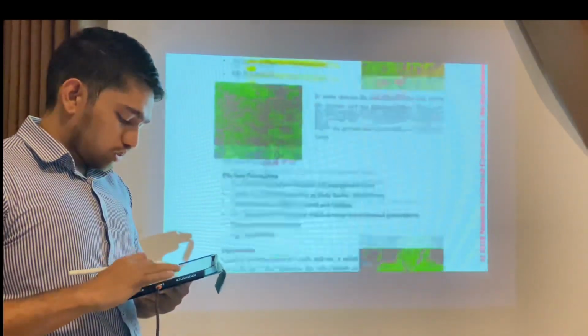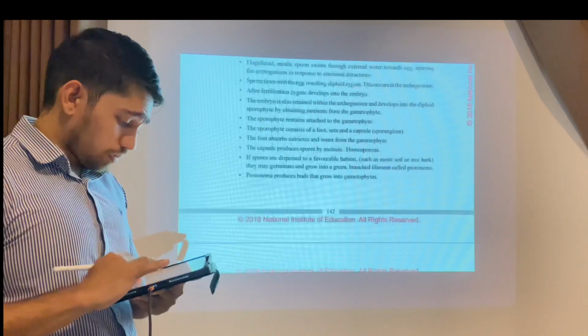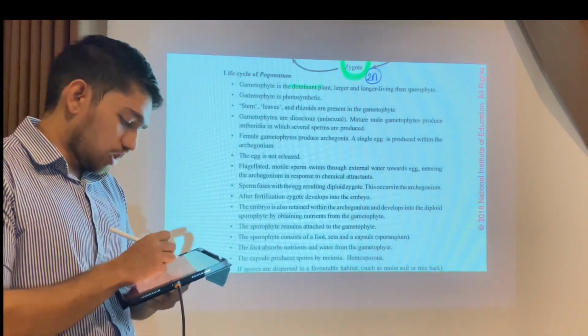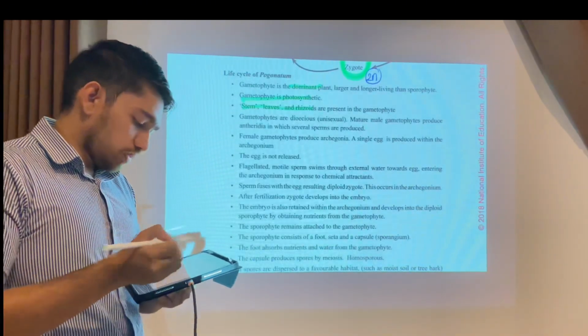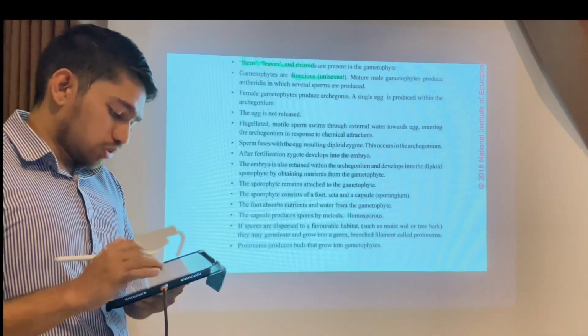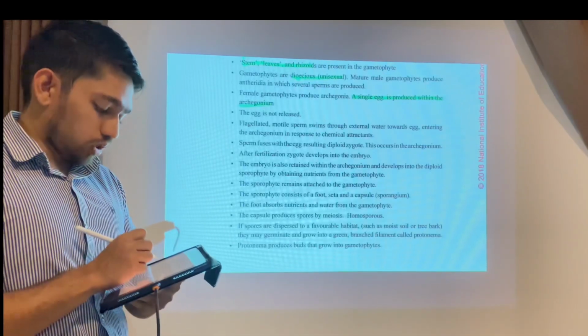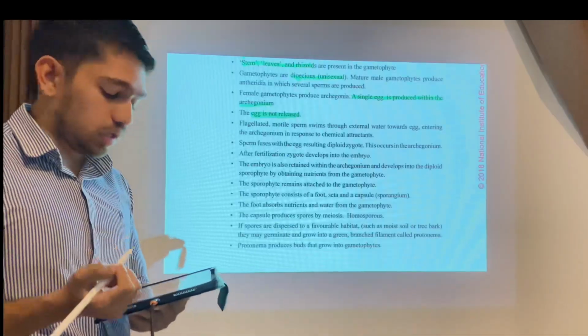Then we can move on to the description in your plant form under Pogonatum. So it's usually the same thing. Gametophyte is dominant, gametophyte is photosynthetic, with stems, leaves, and rhizoids on the gametophyte. Gametophyte is dioecious or unisexual. It's the same story. A single egg is produced within each archegonium, and the egg is not released because it is undergoing internal fertilization.